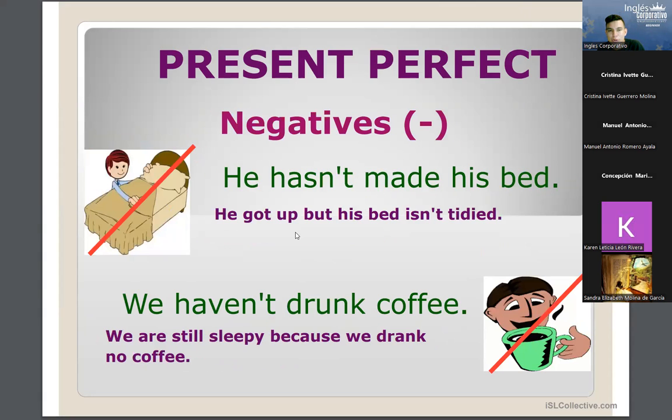Okay, present perfect. Now, how is the negative form? Remember, we use either hasn't or haven't. For example, he hasn't made his bed. We haven't drunk coffee. He got up, but his bed isn't tidied. We're still sleepy because we drank no coffee. We haven't.